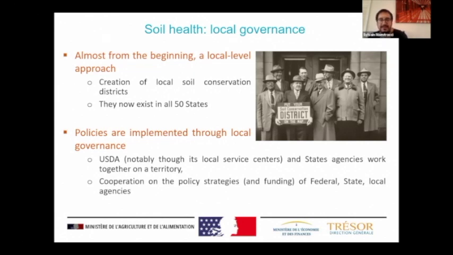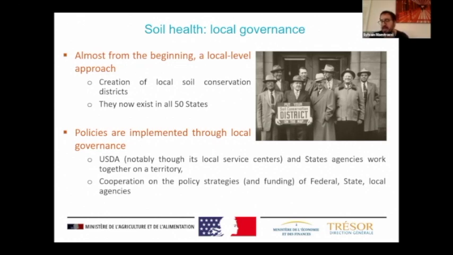So really from the beginning, coming back to the 30s in the US, there was the idea of local governance and a local-level approach to the fight against erosion and more general conservation. So you have the question of local soil conservation districts in the spirit of the law of 1935. They were created by state laws. It's not a federal law, it's state laws that created those districts. So there are more than 3,000 now in all of the 50 states and some US territories.